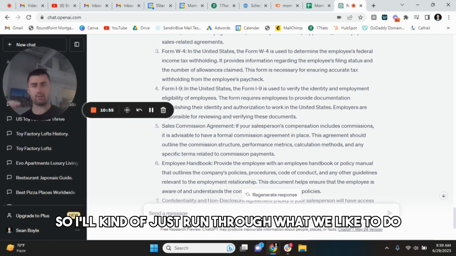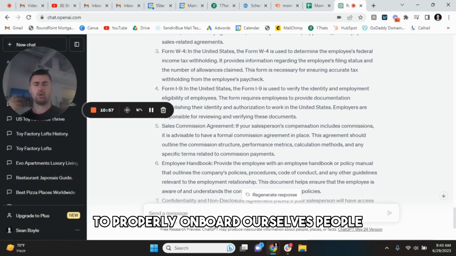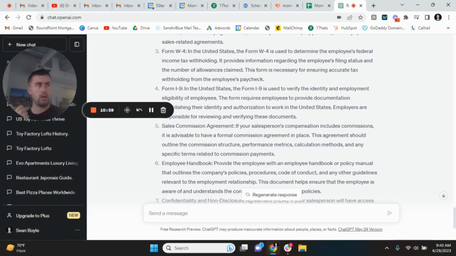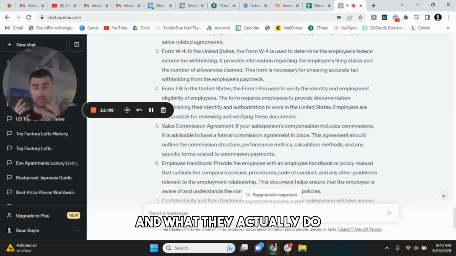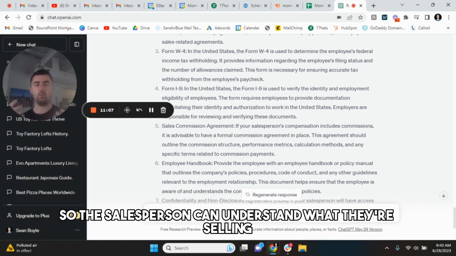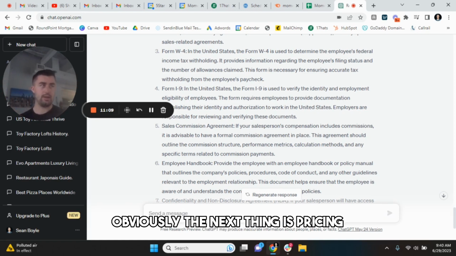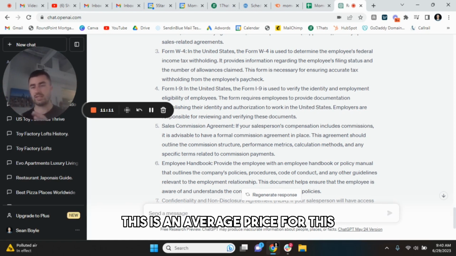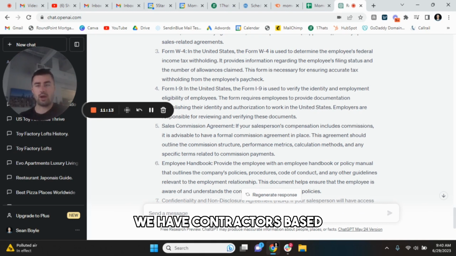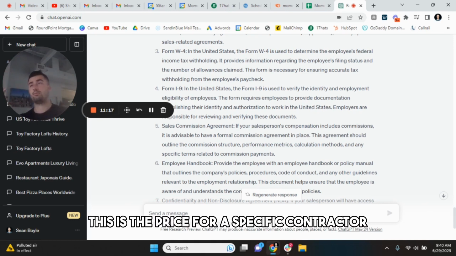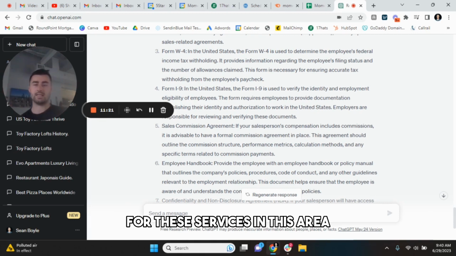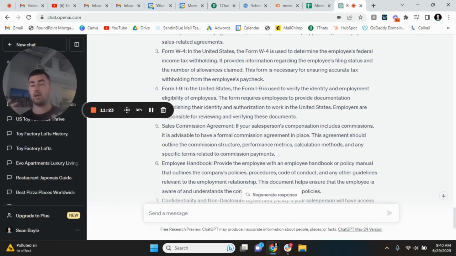So I'll kind of just run through what we like to do to properly onboard our salespeople. Number one is we give them a full rundown of these services and what they actually do, so the salesperson can understand what they're selling, obviously. The next thing is pricing. This is an average price for this. We have contractors based pretty much all over the country. This is the price for a specific contractor for these services in this area on average, okay?